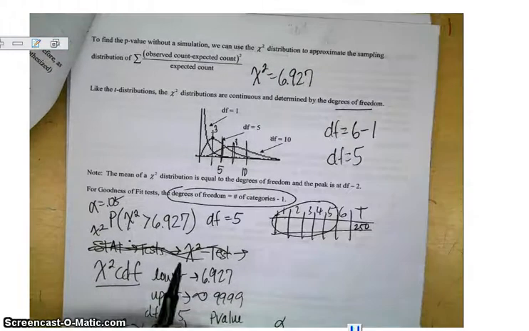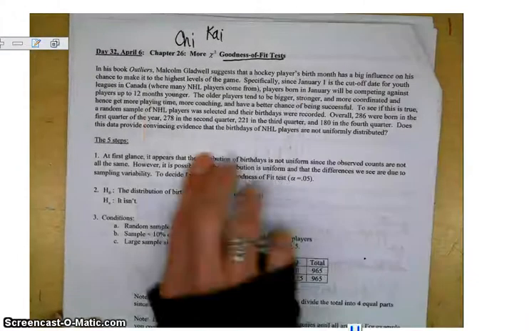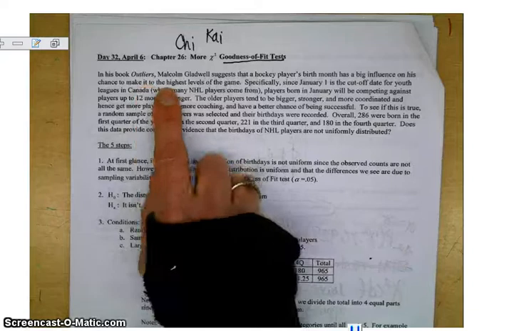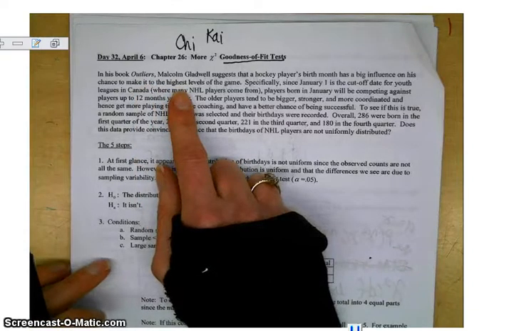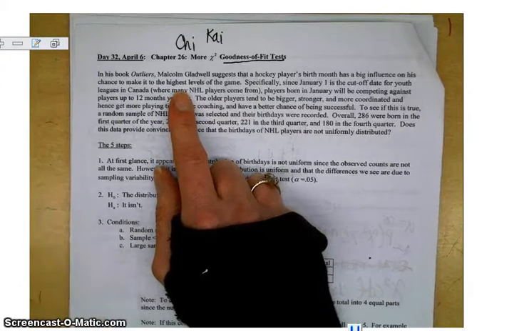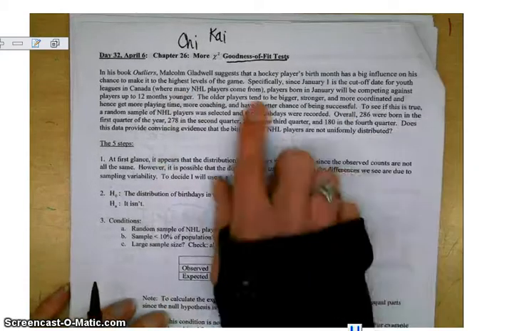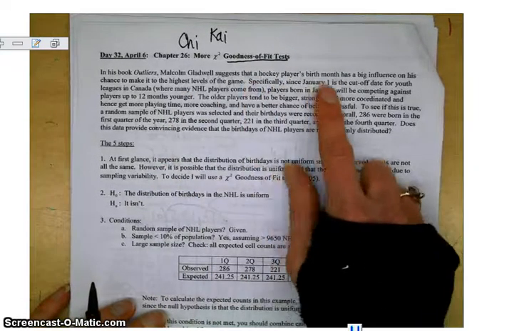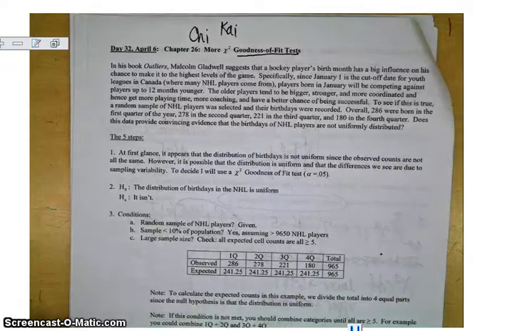And in today's example, we're going to be looking at birth dates of hockey players making it into the NHL. This is actually in a book called Outliers by Malcolm Gladwell. It's a pretty good book. It's not just about math, but it talks about outliers, people who do things a little bit differently and how they've become successful doing it. So he suggests that a hockey player's birth month has a big influence on his chance to make it to the highest levels of the game.